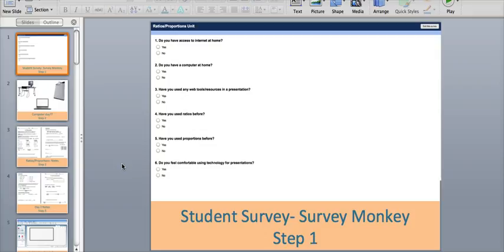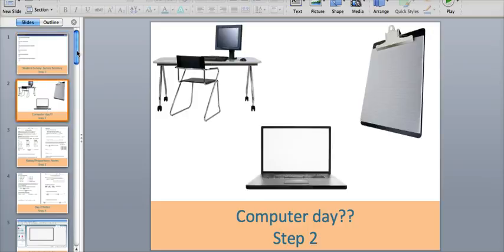Step one of my storyboard, as an individual scene, is the student survey. I'm going to use SurveyMonkey to collect data from the class: if they have internet access at home, if they have a computer at home, and have they ever used technology or resources in a presentation. Based on the results, I will plan a computer day in the unit for them to use the computers at school to look up resources or anything that they want.